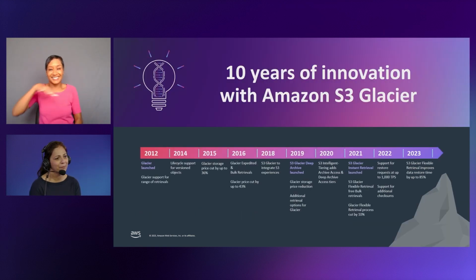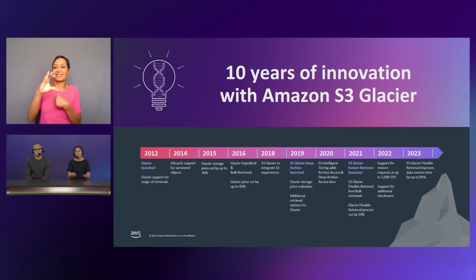And here's a little bit more on how Glacier has delighted its customers for the past 10 years. From launching our very first storage class in 2012 to launching Glacier Deep Archive in 2019, and more recently our millisecond retrieval storage class, S3 Glacier Instant Retrieval in 2021, Amazon S3 Glacier has been a pioneer in the cloud cold storage services. And we still continue to innovate on behalf of our customers, you.